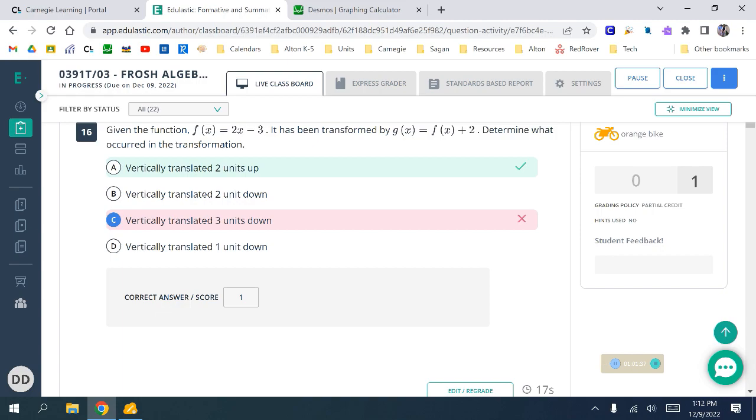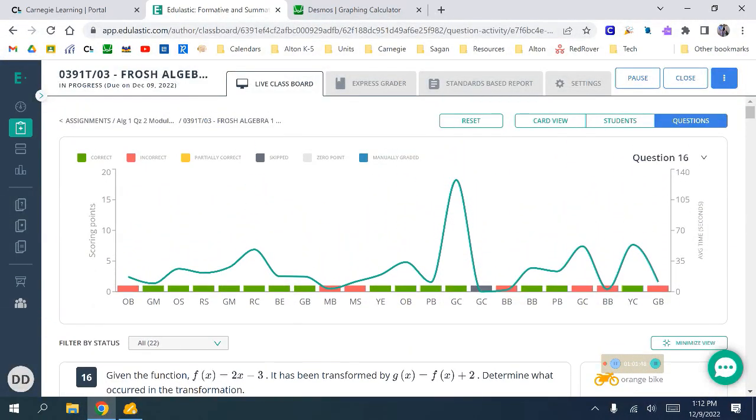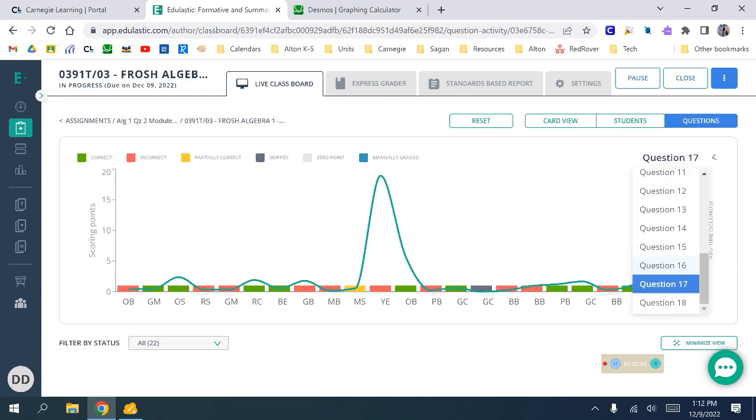They selected minus 3 down. Not right. You're looking at the transformation equation. That says a +2, and what's the only thing a +2 means? Letter A, going up. Most of you were just fine. That's good. And last two questions here, 17. We kind of drop back off here on 17.